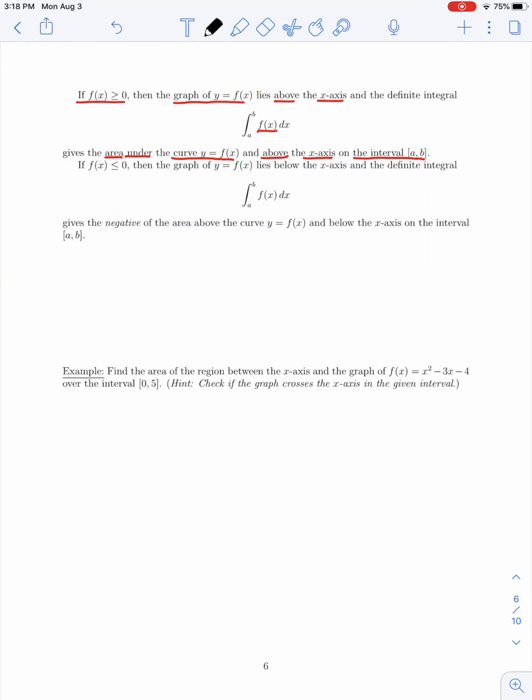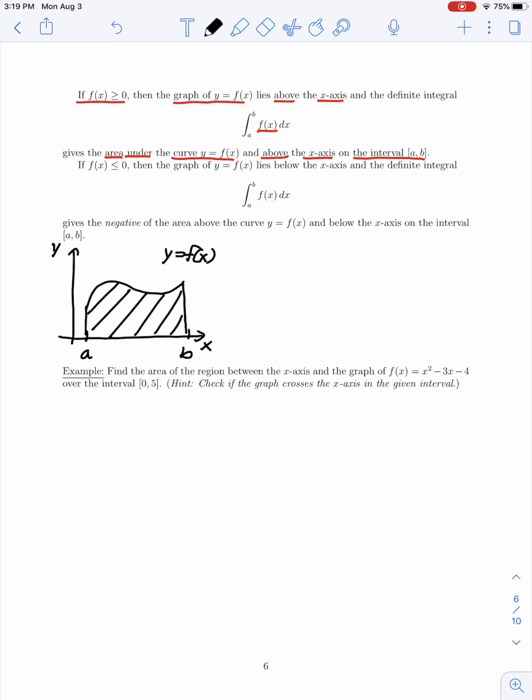So a little review here. If we are considering a non-negative function, f of x, so its graph would lie above the x-axis on some interval from a to b. The definite integral represents the area of this region which lies above the x-axis and below the curve on that interval from a to b.